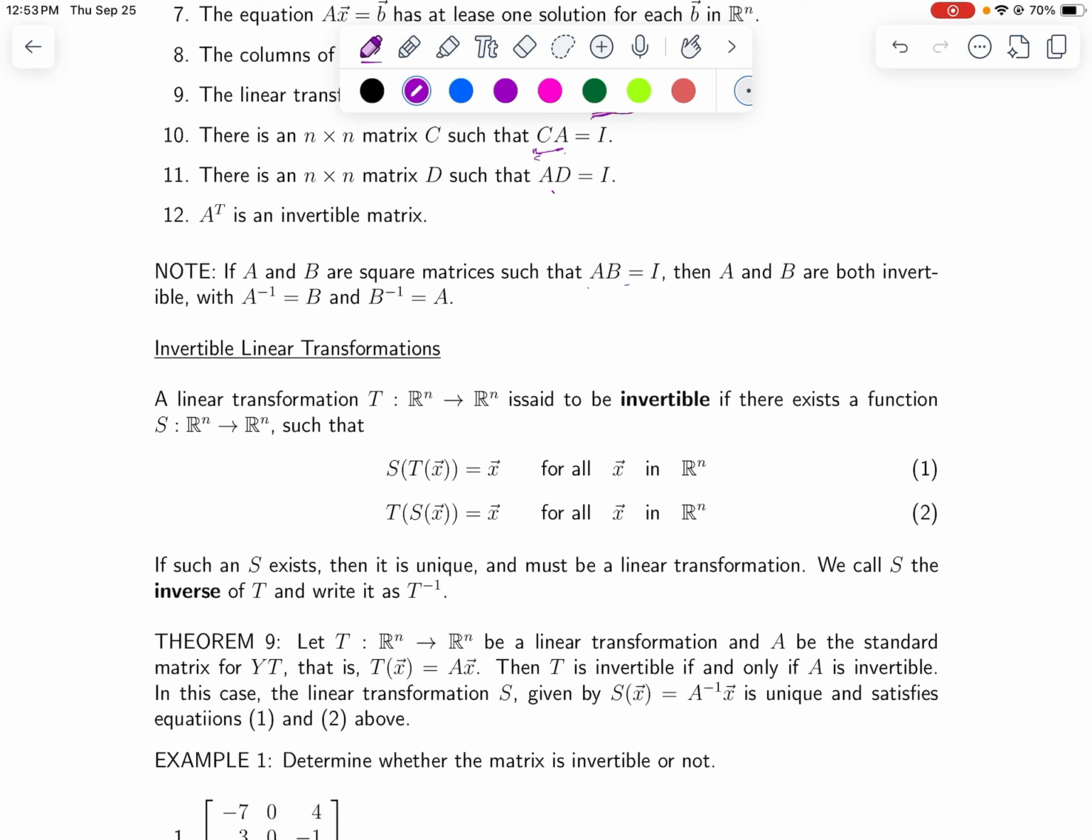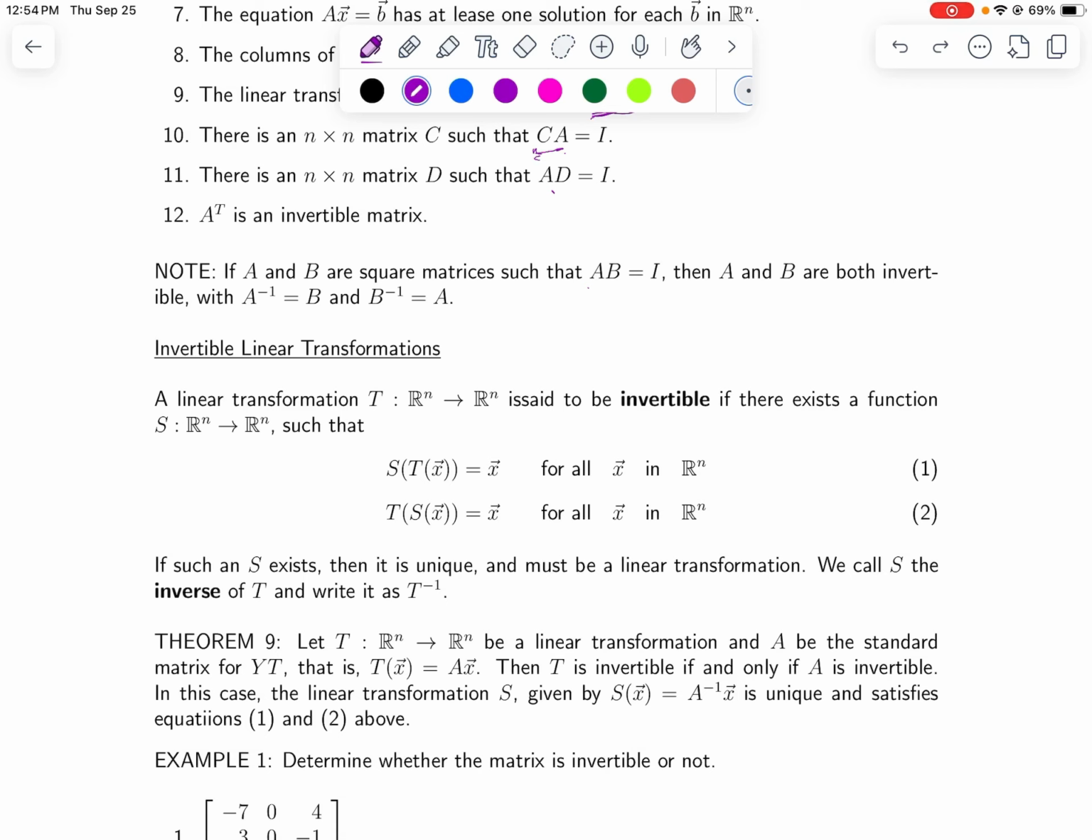But note here, if A and B are square matrices such that A times B is equal to I, then A and B are both invertible with A inverse equal to B and B inverse equal to A. So they are inverses of each other. Now we talk about invertible linear transformations. We say a linear transformation T from Rn to Rn.